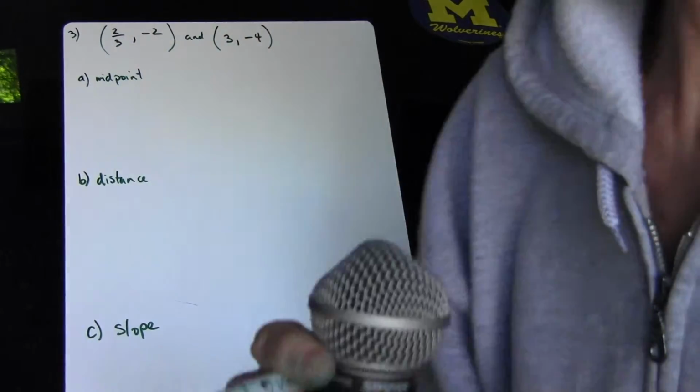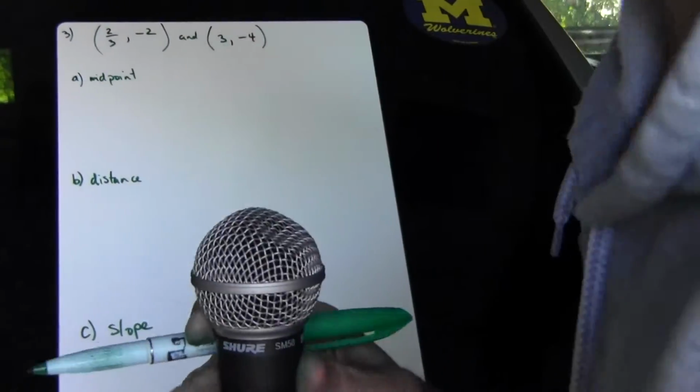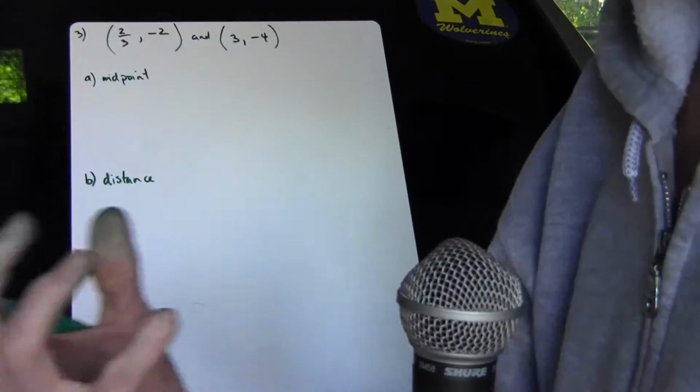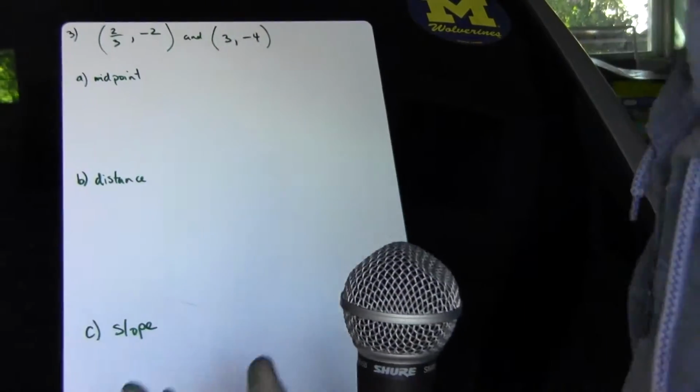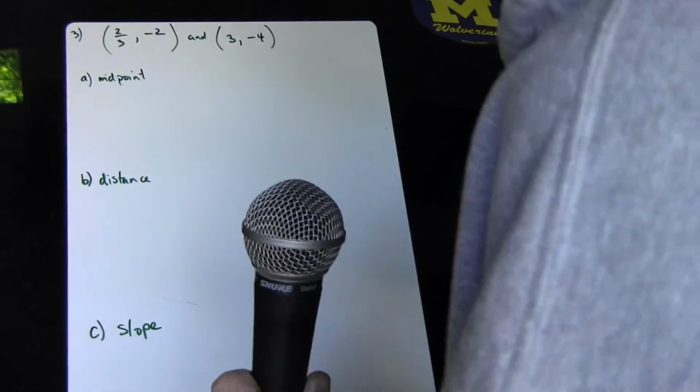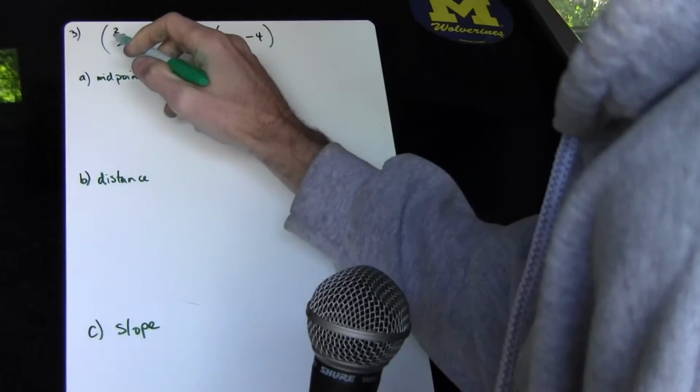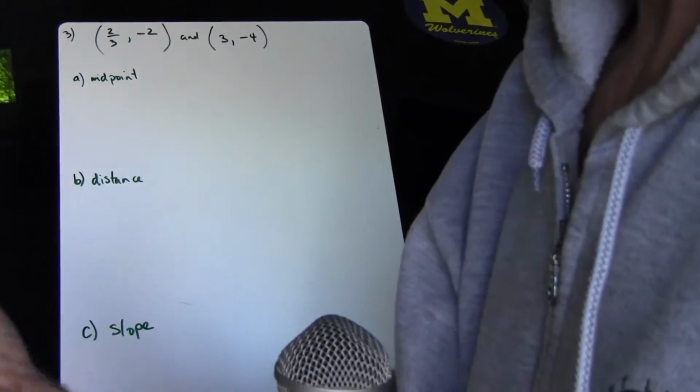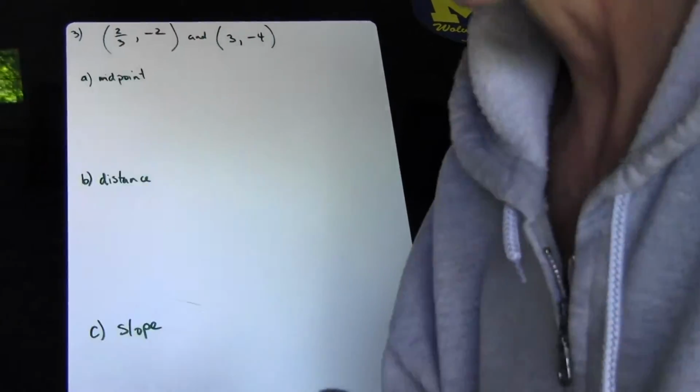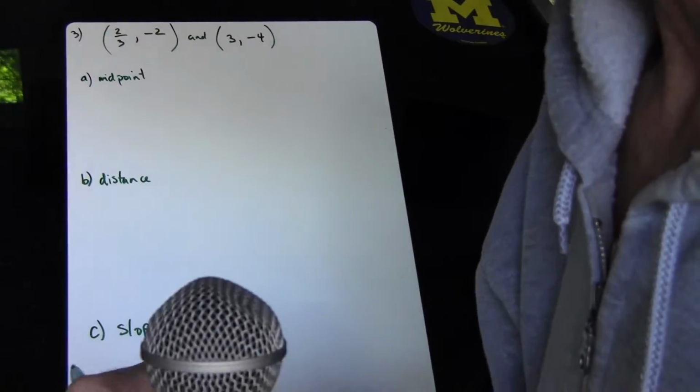Remember, think of your midpoint as like your average. When you're doing averages, you're adding together and dividing by 2, since there's 2 things. So I'm going to start with the x. I want to know the midpoint between the x values and then find the midpoint between the y values. So do them one at a time.